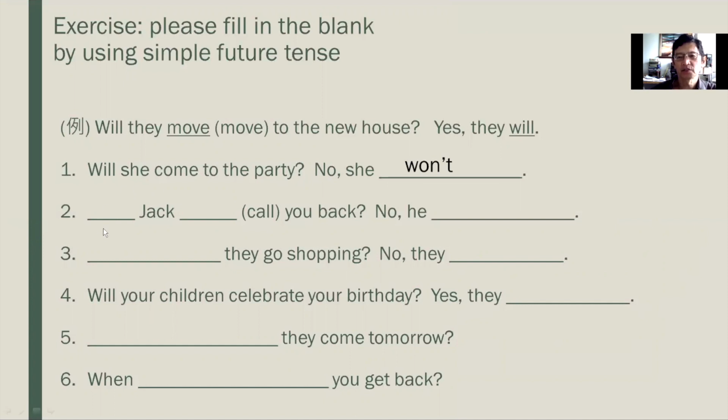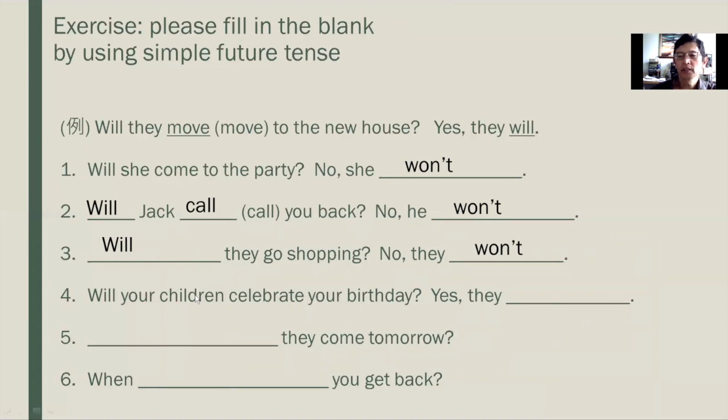Let's try the second sentence. Can you make a sentence about the future tense here? It's first a question and then the answer. Will Jack call you back? No, he won't. What's the other way to say won't? No, he will not. The third one, will they go shopping? No, they will not. Or you can say, no, they won't.